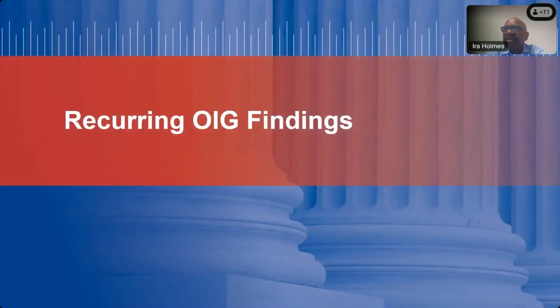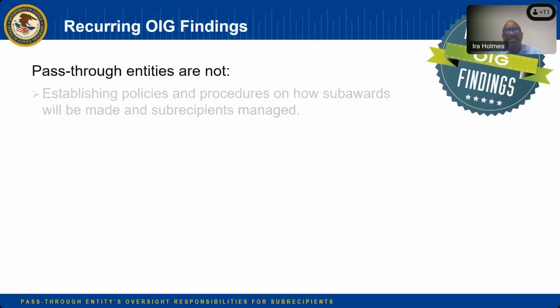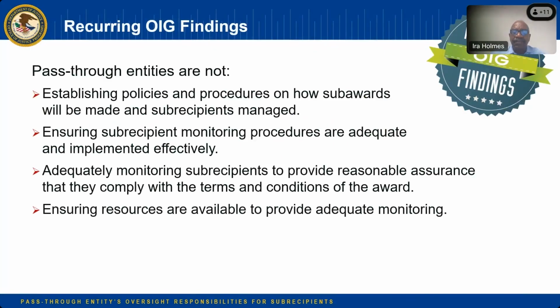Now, early on in the beginning of this presentation, I talked about the OIG findings and why we're doing this training. So I'm going to talk about what the OIG found. The training came about because the OIG found that pass-through entities were not establishing policies and procedures on how subawards will be made and how the subrecipients would be managed. OIG found the need for ensuring subrecipient monitoring procedures are adequate and implemented effectively. And let me add one other thing, and uniformly.